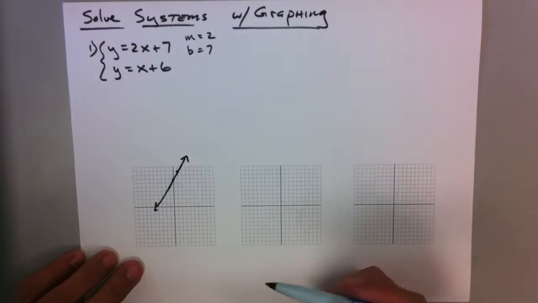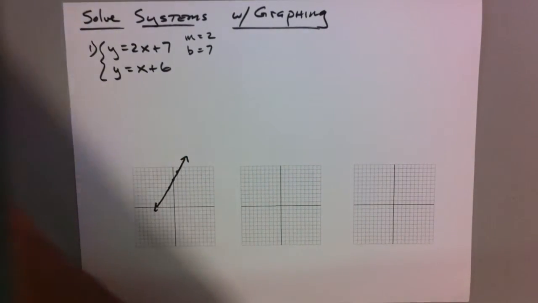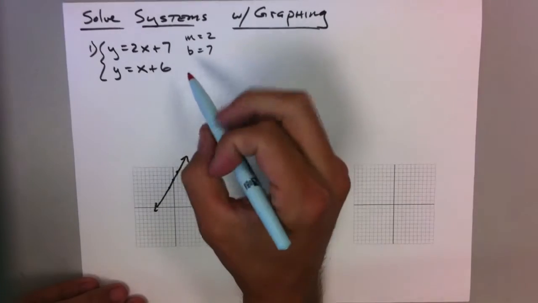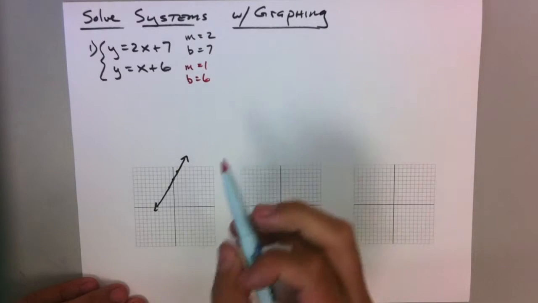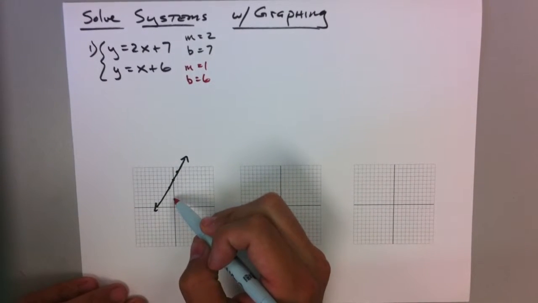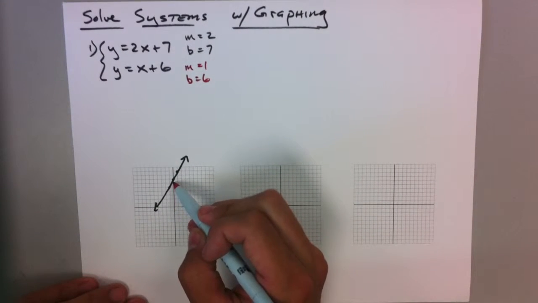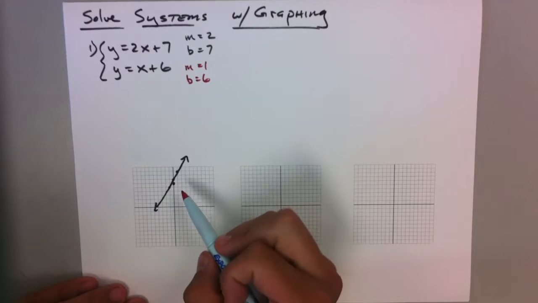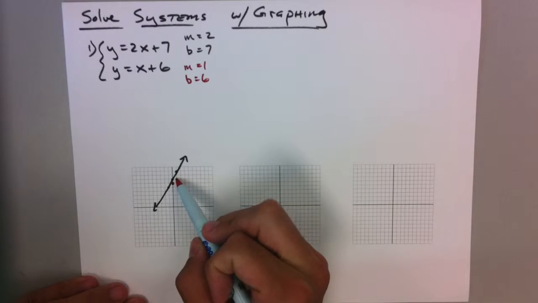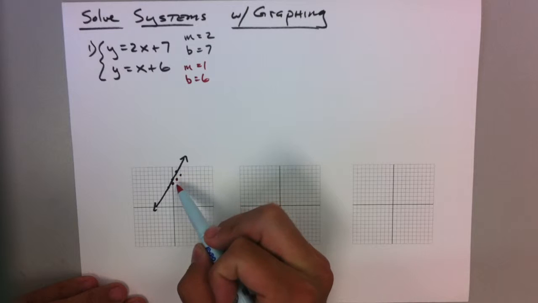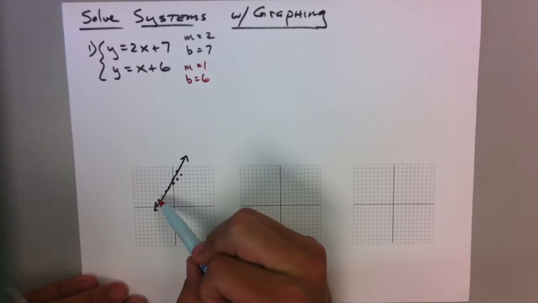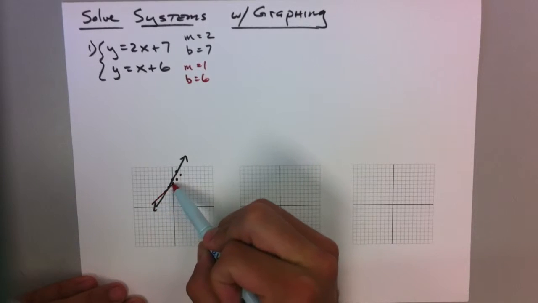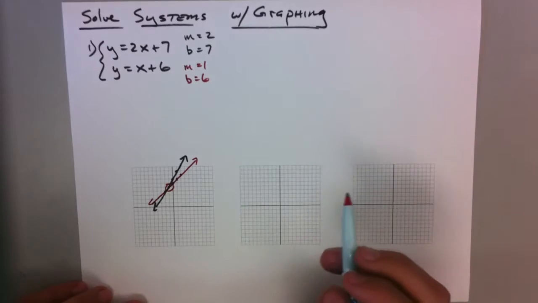Okay, next, let's do this one. We'll do this one in red so we keep them separate. So this one, slope is 1, y-intercept is 6. So I'm going to go up 1, 2, 3, 4, 5, 6. And since my slope is 1, that means I go up 1 to the right 1, up 1 to the right 1. Or I could have gone down 1 to the left 1, down 1 to the left 1. And you see that looks like we have an intersection point right there.